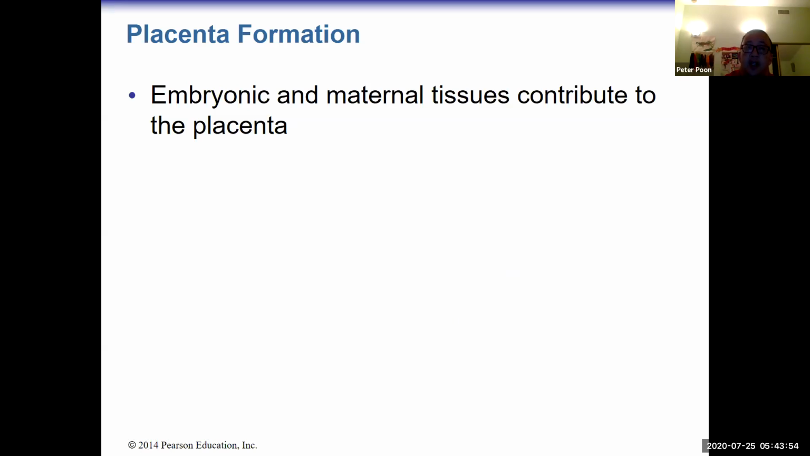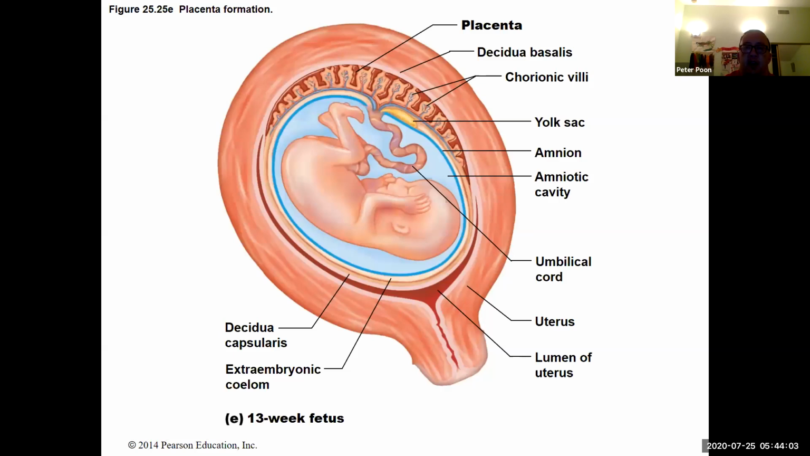All right, the placenta is the only organ where both embryonic and maternal tissues contribute. Here you can see these little things called the chorionic villi. They extract nutrients from the maternal blood supply. The maternal blood just leaks into these little pools, and then the chorionic villi are able to extract nutrients from that into the fetal bloodstream. And these two do not actually mix.